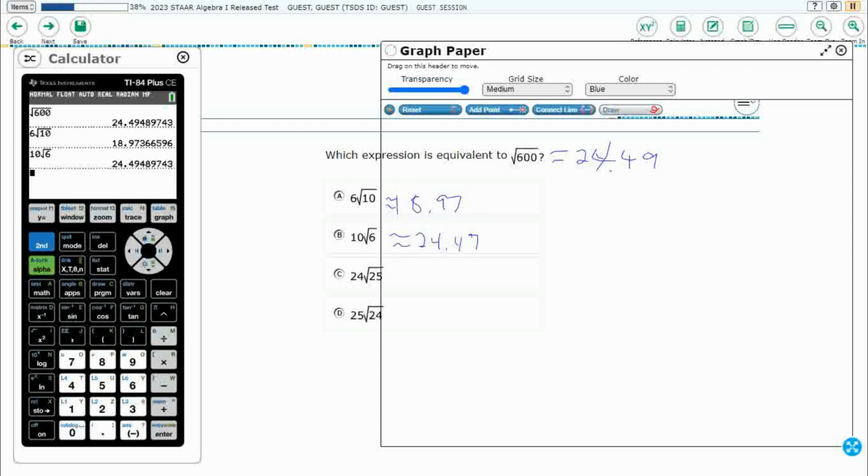Let's see what the other two are, just to double check. Oh, 24. And I can tell you that 24 times square root of 25, that's going to be 24 times 5. So that's only going to get you 120. Not approximate, that's exact. And then 25 times the square root of 24. It's about 122.47. All right, well, we did our work. We double checked it. The answer is B.